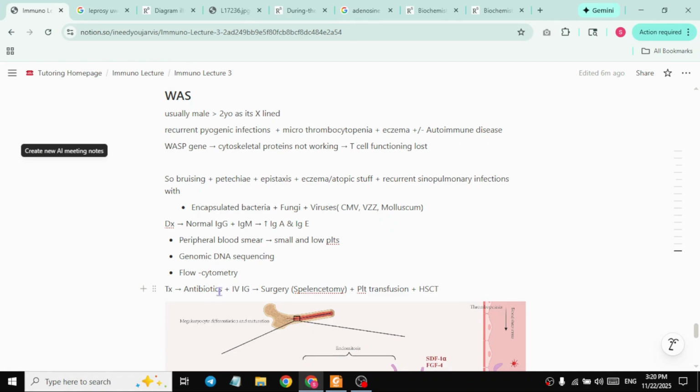How do you fix it? Antibiotics and hematopoietic stem cell therapy, or you can give them IVIG to help get the T cell functioning, right? Or you can perform surgery, splenectomy, or platelet transfusion, to manage how much the platelets and other things are being destroyed, plus supplement some coagulation proteins.